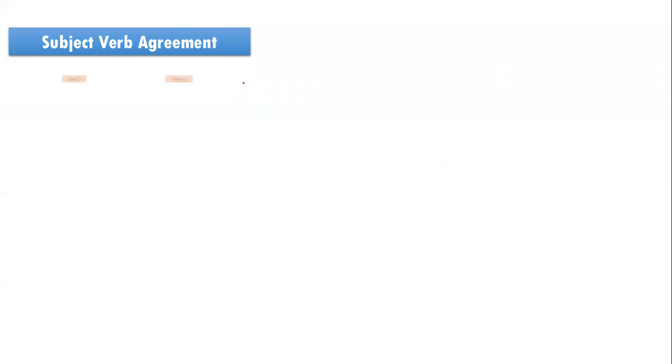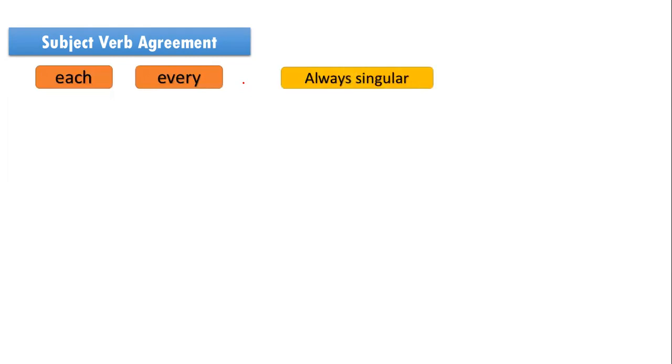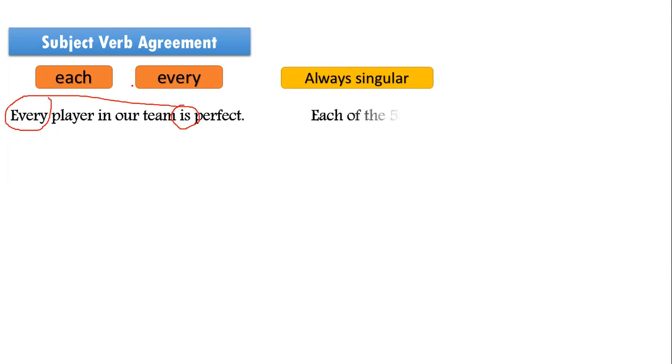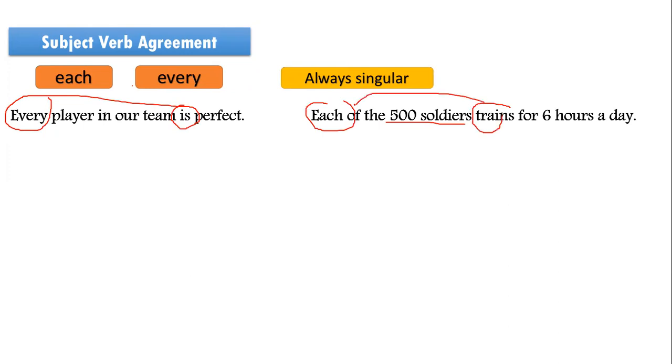One final point to say about subject-verb agreement is the words each and every. They are always singular. Every time you see the word each and the word every, the verb is singular. Every player in my team is perfect. This sentence is correct because I have every player. Also, each of the 500 soldiers trains, which is also correct because of the word each, and I said each and every are always singular.